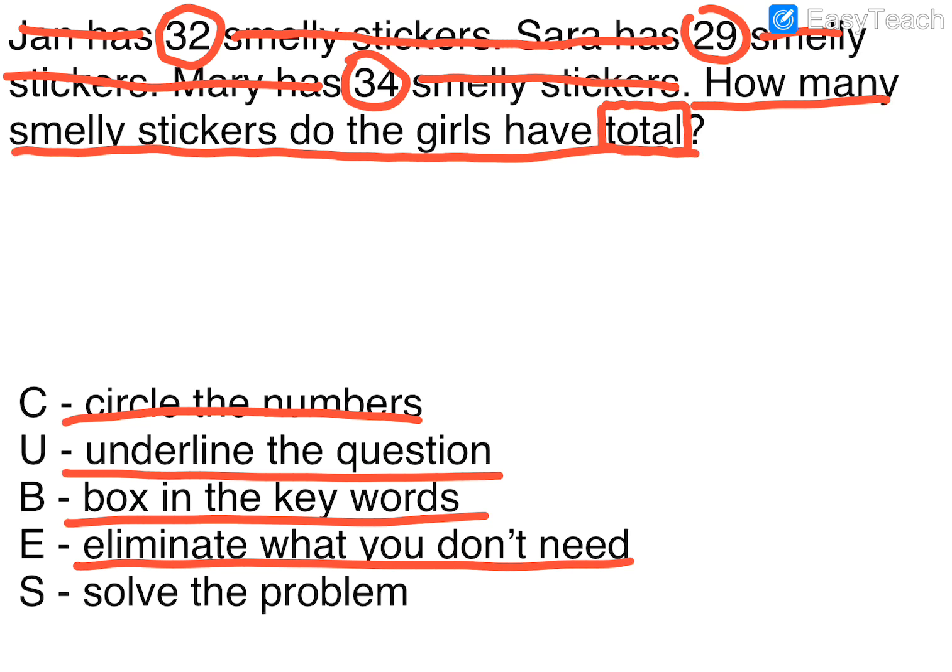Finally, S stands for solve the problem. Before we can solve the problem, we're going to write our number sentence. So I see I have 32. And remember we said we're adding because we want to have the total number. 32 plus 29 plus 34 equals whatever our answer is.